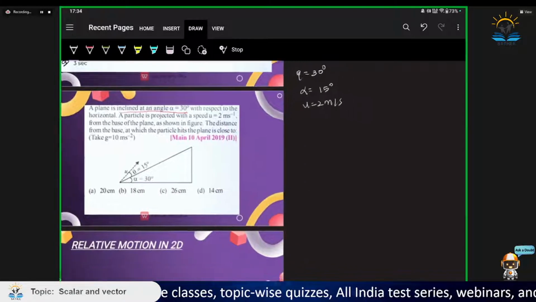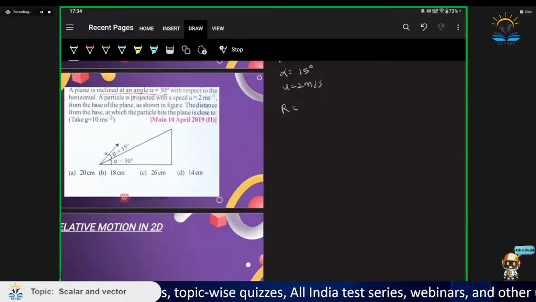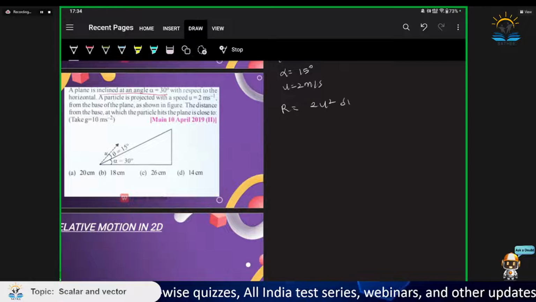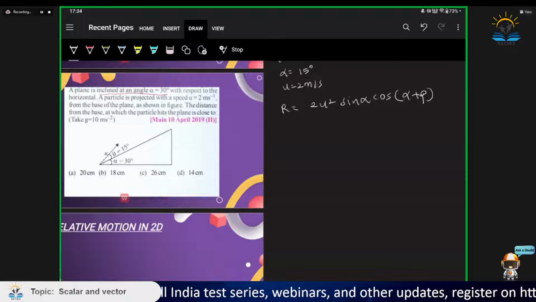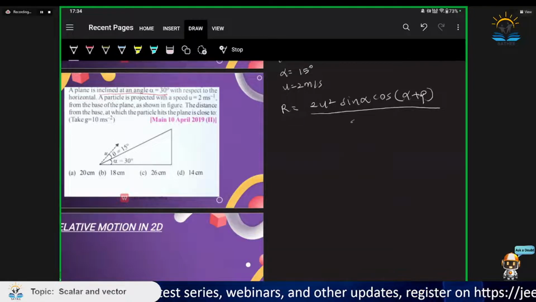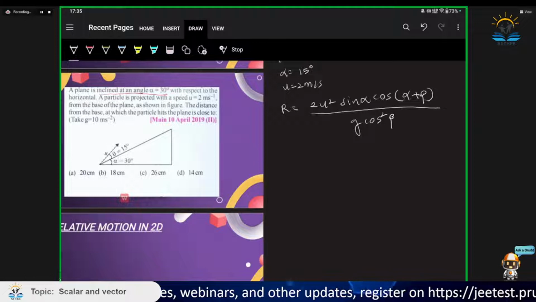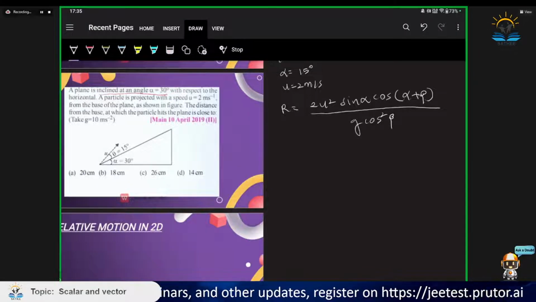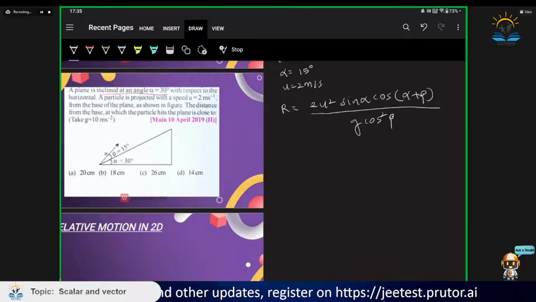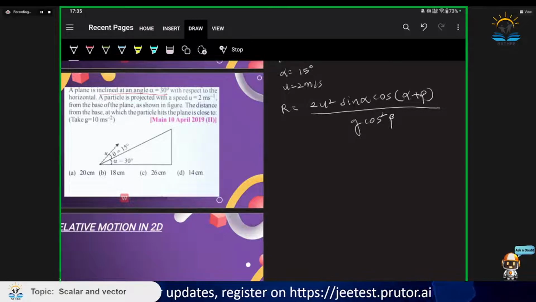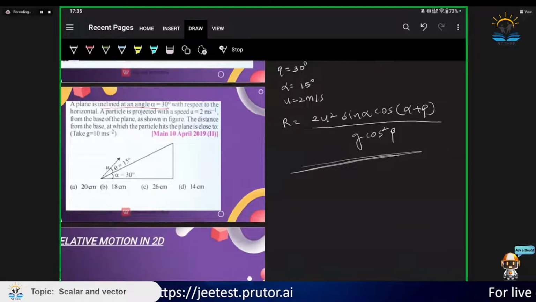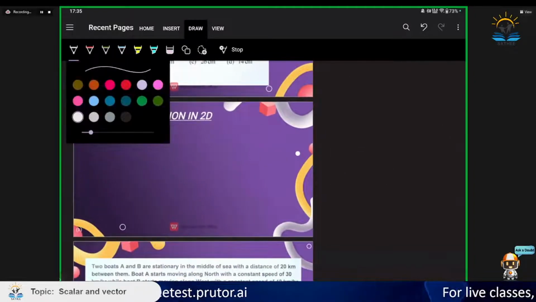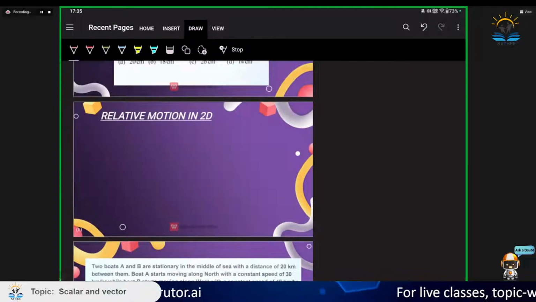What is the equation for range? We know R equals 2u square sin alpha cos of (alpha plus beta) divided by g cos square beta. Just apply those values. We know alpha, we know beta, we know u, we know g, we know everything. Just substitute those values.